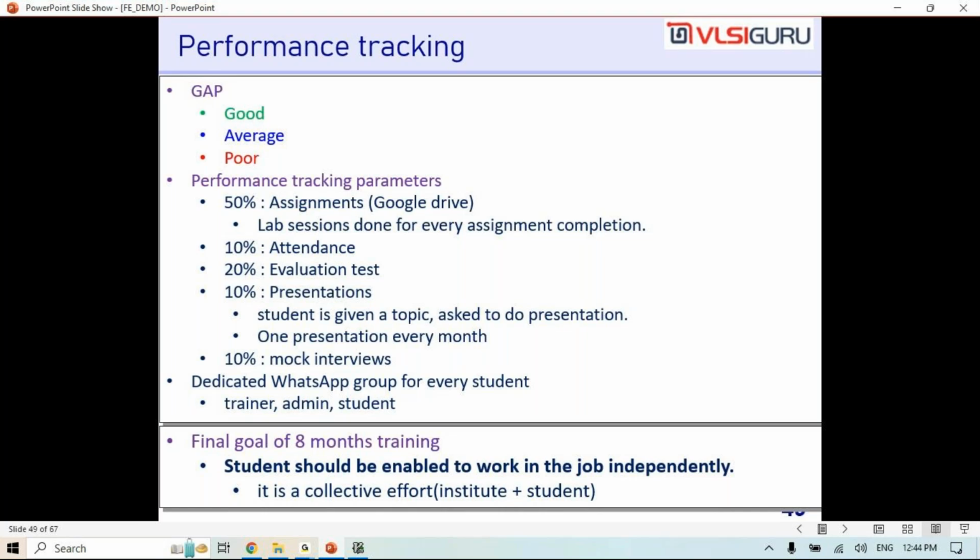Our training is modeled in such a way that it helps you reach that stage. It is a collective effort. It's not the institute's work alone, and not the student's alone. Both together, we will make it happen.